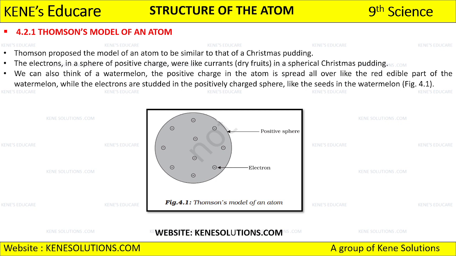So I hope everyone is going through it. And remember one thing, whenever you're writing about Thomson's model of an atom, now it's a model, right? So you need to draw that model and show how exactly it has been arranged. As you can see in this figure 4.1, the model has been shown where the positive sphere and the electrons revolving in that positive sphere have been shown. So please go through that, everyone.